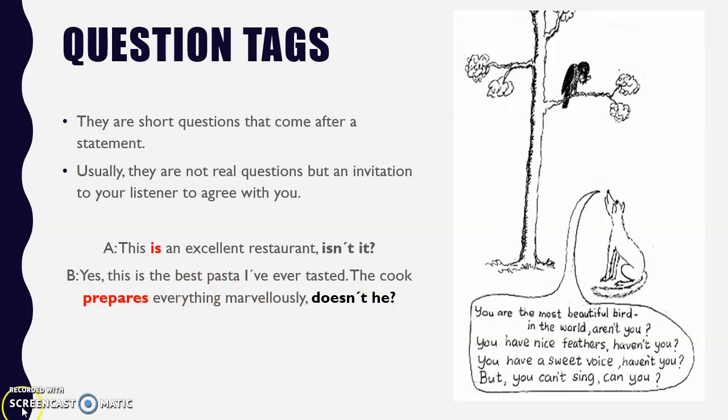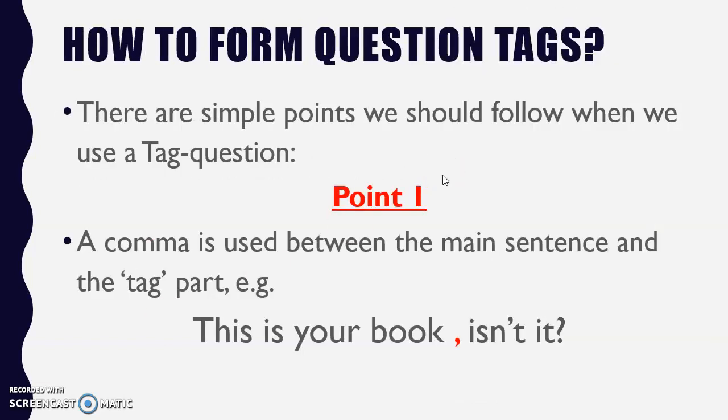Okay, I am going to tell you how to form question tags. It is very easy actually, and you have to consider the following series of points that I am going to give you so you can form them without any problem. So the first point is that you need to separate the main statement or the main sentence from the question tag by using a comma. For example, here you have this is your book, and you are going to attach the question tag after a comma. So it is going to be this is your book, comma, and then the question tag, isn't it?